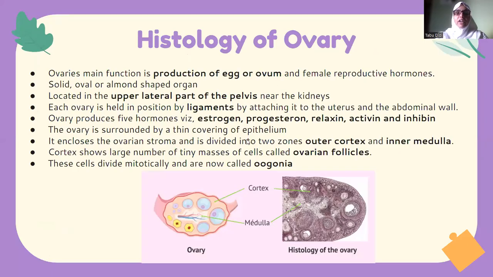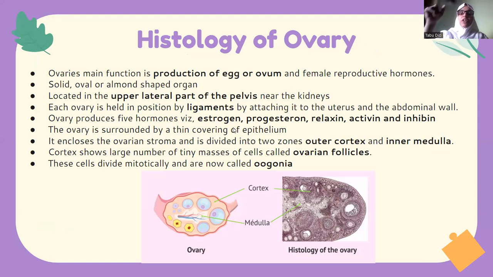So let's just have a recap. The ovary's function is production of eggs. It is oval in shape, located in the upper lateral part of the pelvis near the kidney. They are attached to the uterus and the abdominal wall by these ligaments. It produces all these hormones. Some of them are estrogen, progesterone, relaxin.